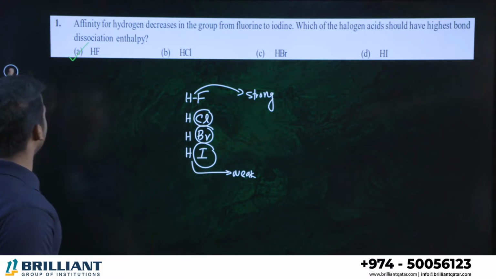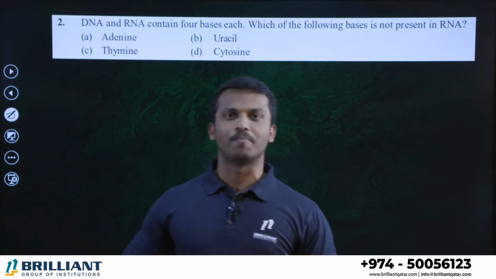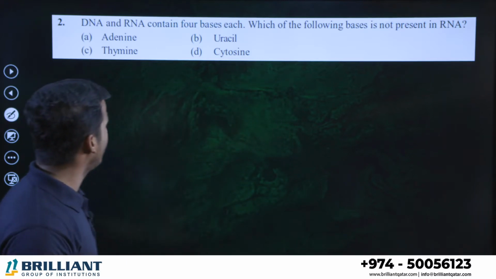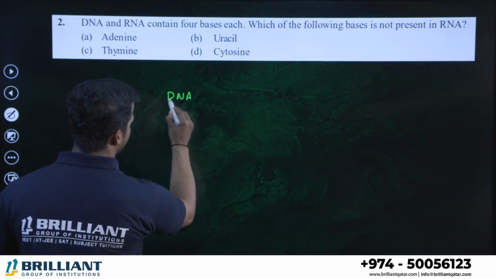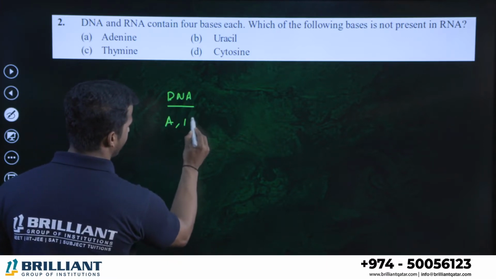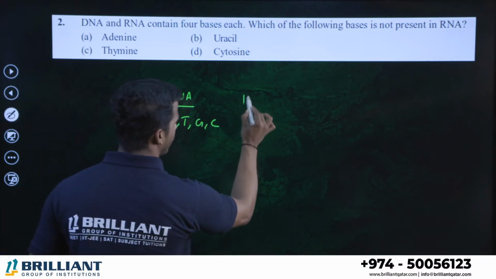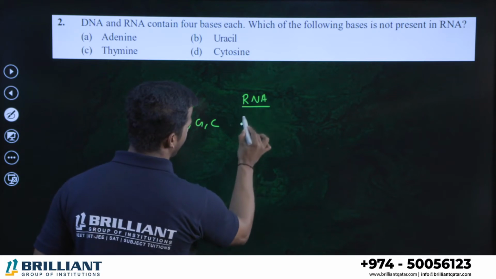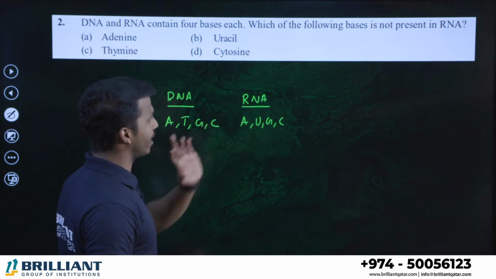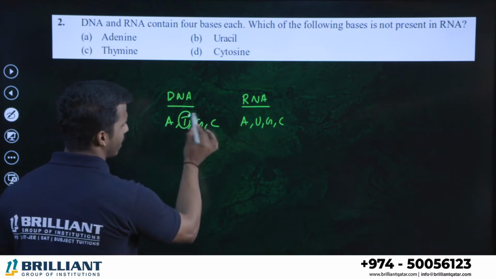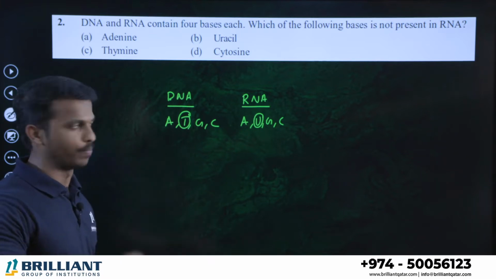Alright, question number 2. A simple question from DNA, RNA, from the chapter biomolecules, right? DNA and RNA contain 4 bases. DNA contains A, T, G, C: adenine, thymine, guanine, cytosine. Whereas RNA contains A, U, G, C: adenine, uracil, guanine and cytosine. So in DNA there is thymine; instead of that, RNA contains uracil. That's the only difference in the nitrogen bases.